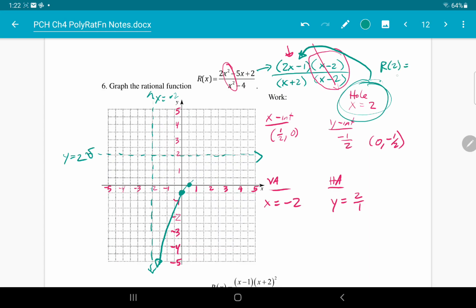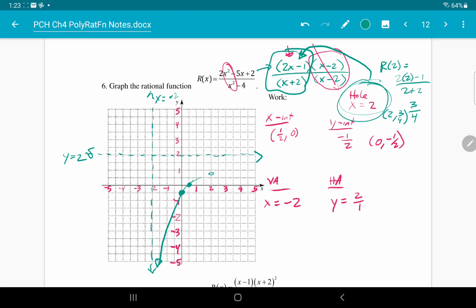Let's see what we get. We actually get 2 times 2 minus 1 over 2 plus 2, and that'll give us a value of 4 minus 1, so 3 over 4. So technically speaking, the function should have the point (2, 3/4). At this point, it's not the x-intercept. It is not (2, 0). Instead, we are going to (2, 3/4), and because it's a hole, you have a point of discontinuity there.